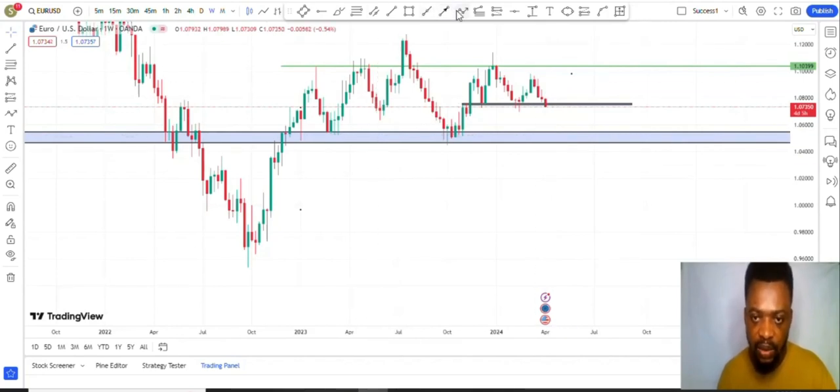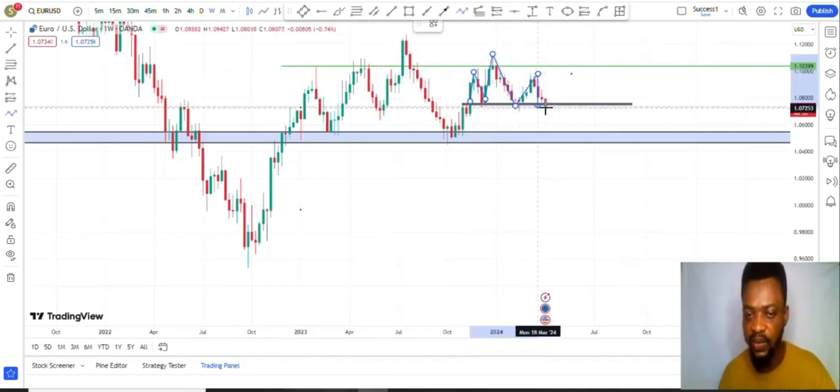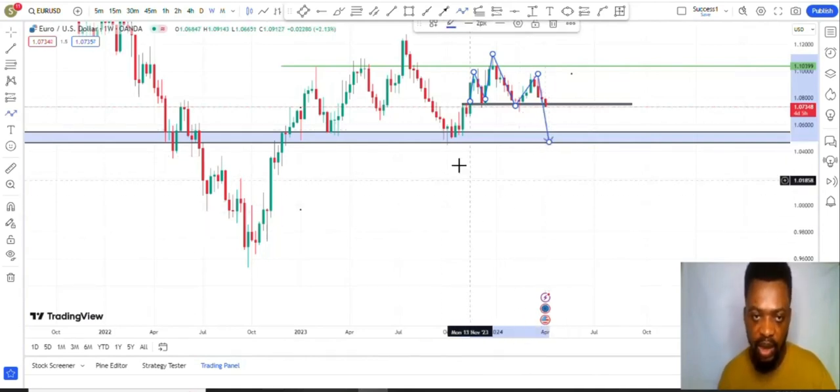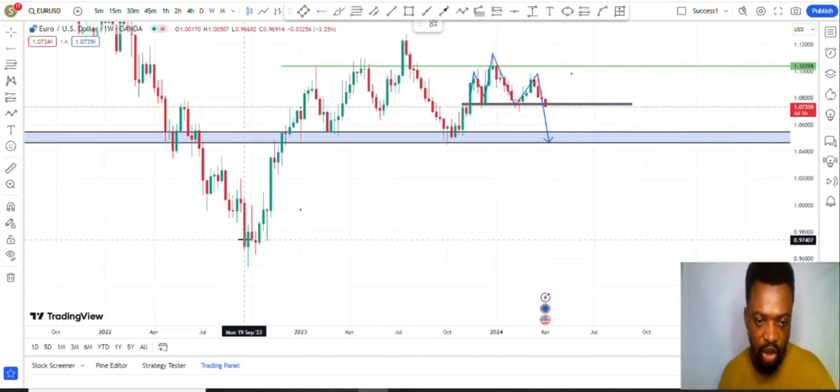This is like a left shoulder. This is like head and shoulder. We have a neckline already. Definitely this guy wants to drop. If there's a break here, then definitely this will be the next destination on EU.